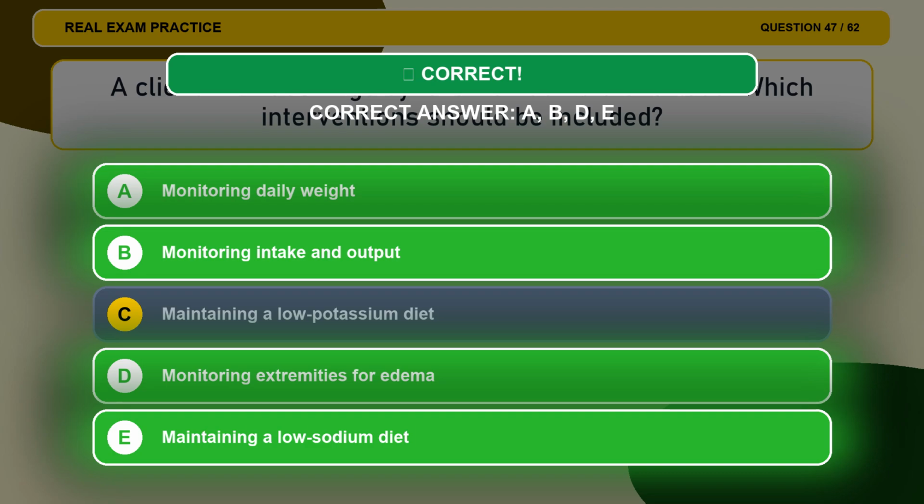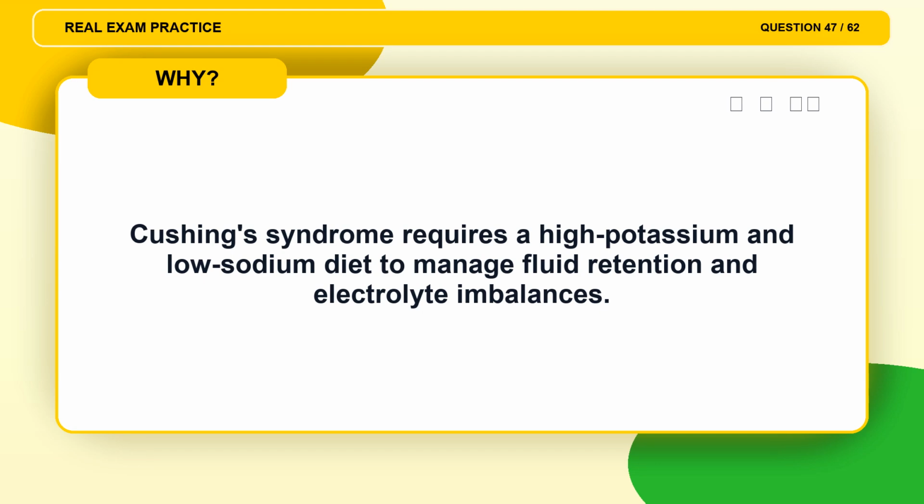The correct answers are options A and B and D and E. Monitoring daily weight. Monitoring intake and output. Monitoring extremities for edema. Maintaining a low-sodium diet. Cushing's syndrome requires a high potassium and low-sodium diet to manage fluid retention and electrolyte imbalances.